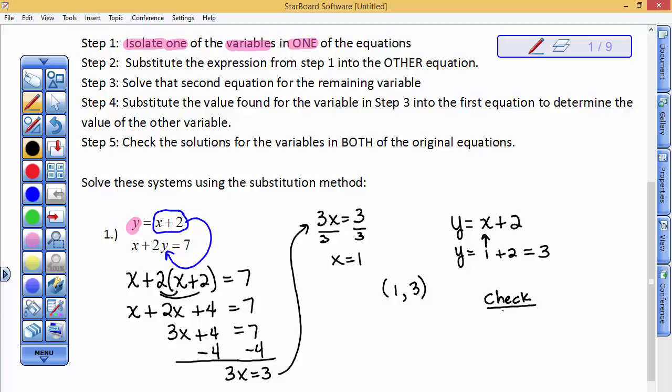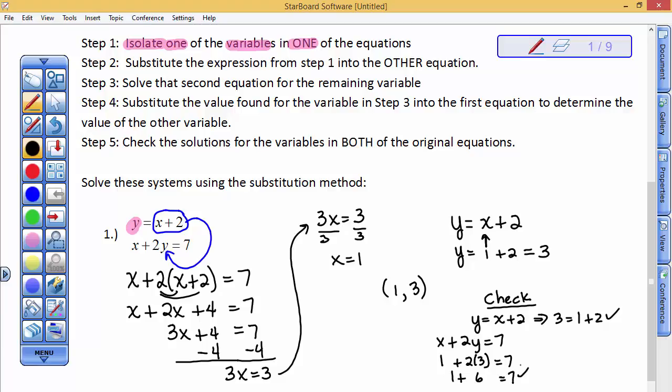So in the first equation it's y equals x plus 2. So for y I'm going to put in a 3. For x I'm going to put in a 1, and sure enough that checks. The second equation is x plus 2y equals 7. So for x I'm going to put in a 1. For y I'm going to put in a 3. And I'm going to ask myself if 1 plus 6 is equal to 7. Sure enough, I know I got this problem correct.